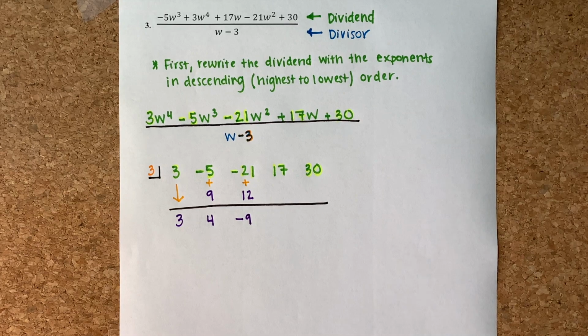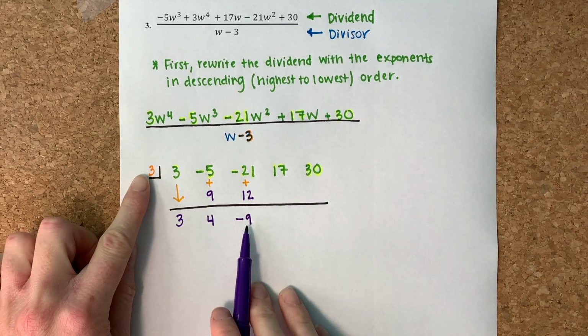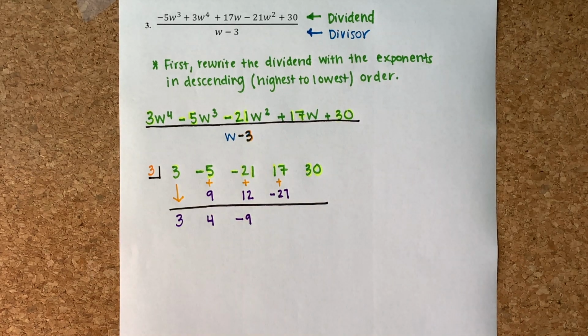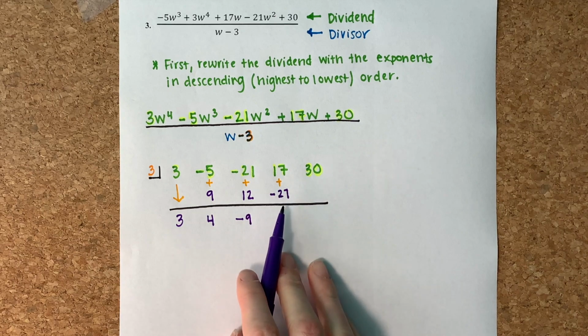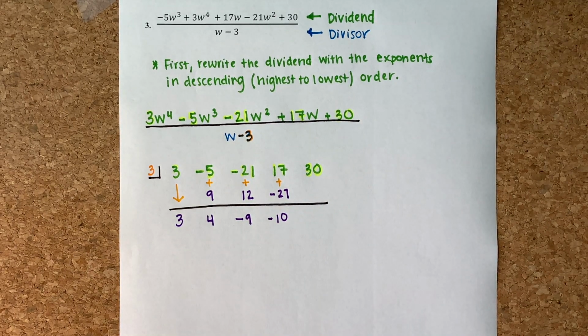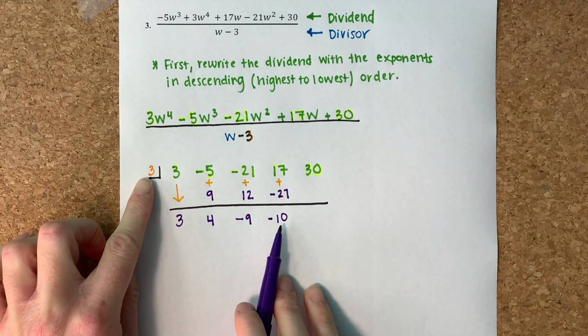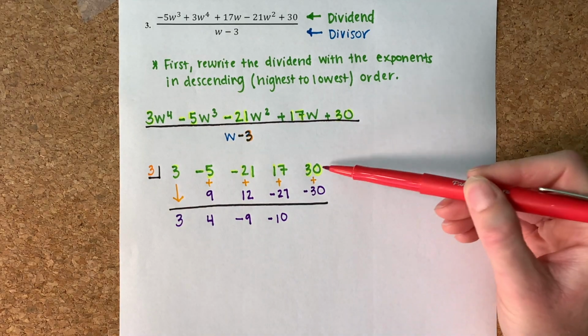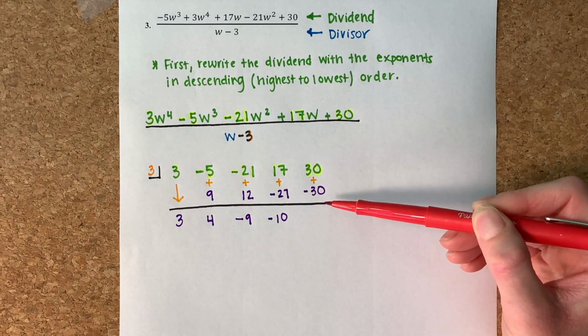Now we multiply again. We multiply -9 by 3 to get -27, and we put our answer here. And then we always add the numbers in the columns. And if we take 17 plus -27, we get -10. And then we go back to multiplying. We multiply -10 times 3 to get -30, and we put our answer here. And then we add the 30 plus the -30 to get 0.